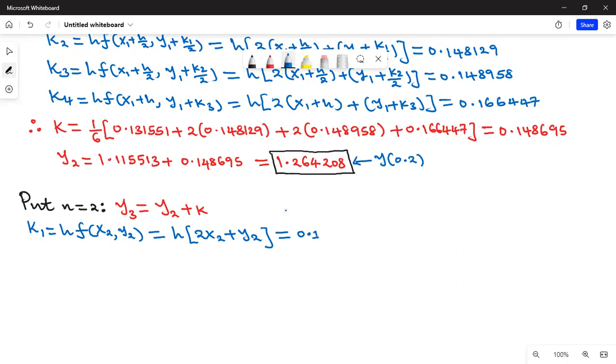times 2, twice of x2 is 0.2. And our y2, we have just found it to be 1.264208. When you press this in your calculator, you need to get 0.166421. So k1 is 0.166421.